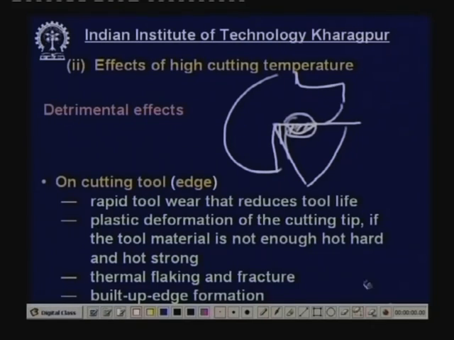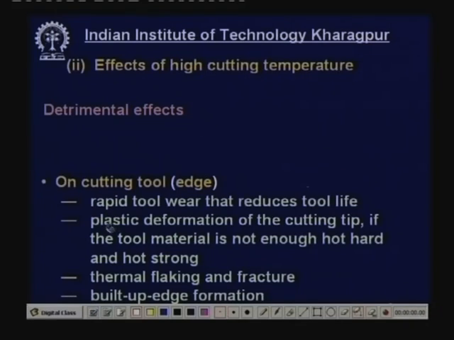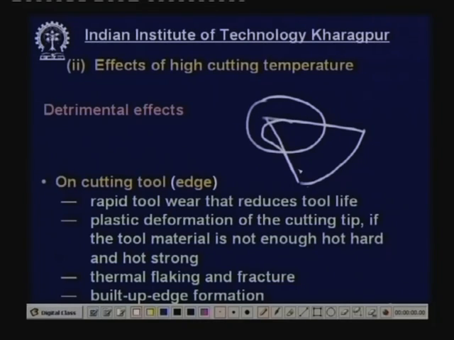Now, next is plastic deformation of the cutting tip. Suppose this is the sharp cutting tool. Due to high cutting temperature, this portion is subject to high stress and high temperature, and it can undergo plastic deformation like this. It can undergo plastic deformation like this also. Whatever be the amount or type of plastic deformation, the sharpness of the cutting tool is totally lost and the cutting tool becomes unable to cut and it breaks.